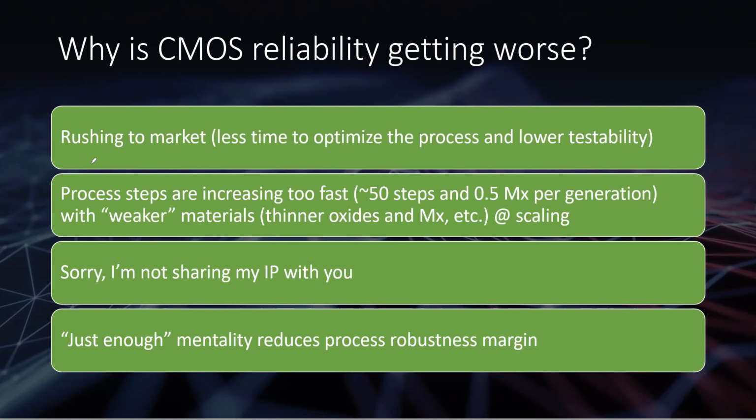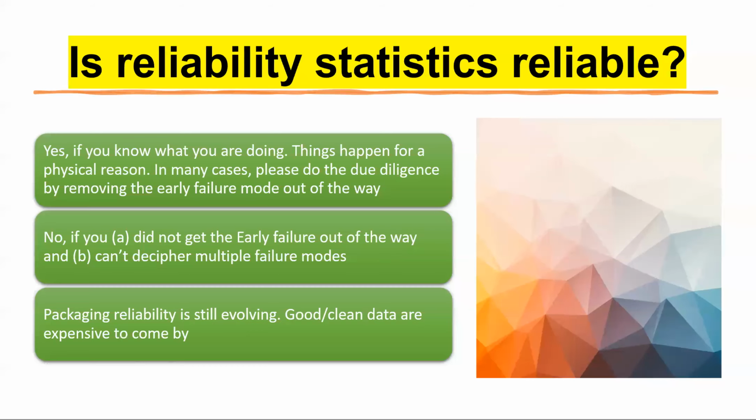The ecosystem of the CMOS world will make the reliability not as good as before. It's getting worse. That's true. But will that happen to packaging reliability? It's a good question. It's still evolving. And the problem with packaging reliability, to me, is that good and clean data are expensive to come by, because every part you put on comes with a huge cost.